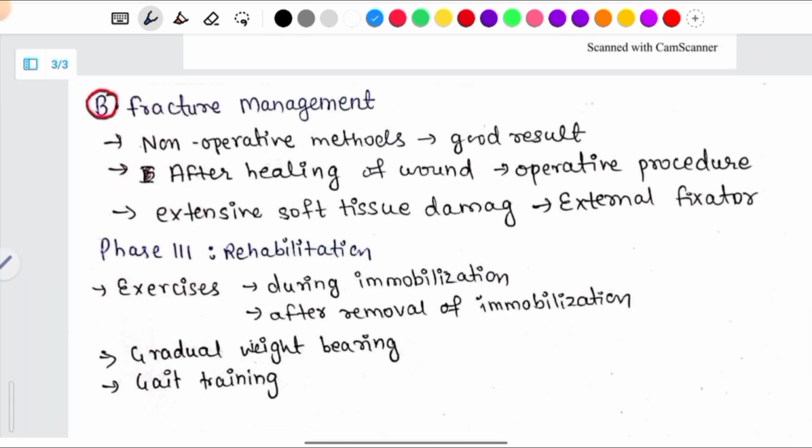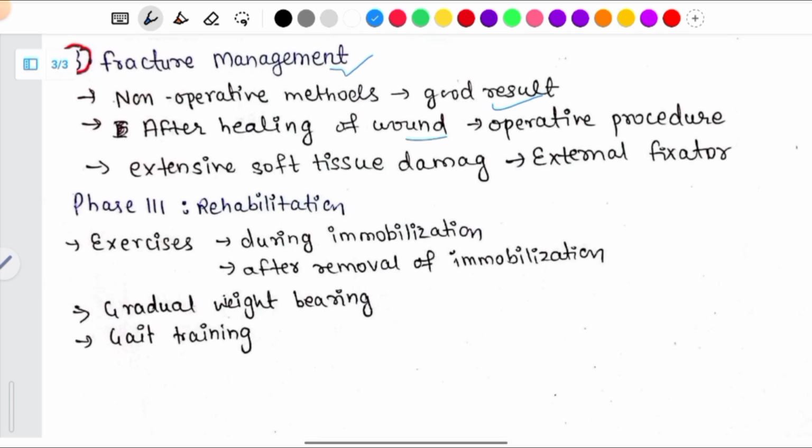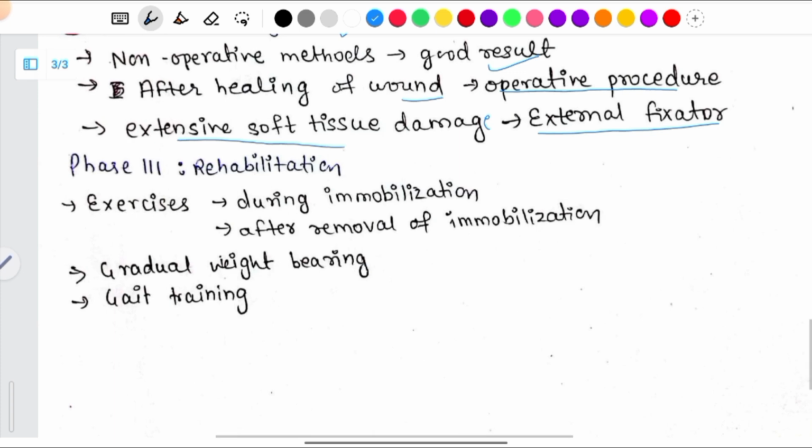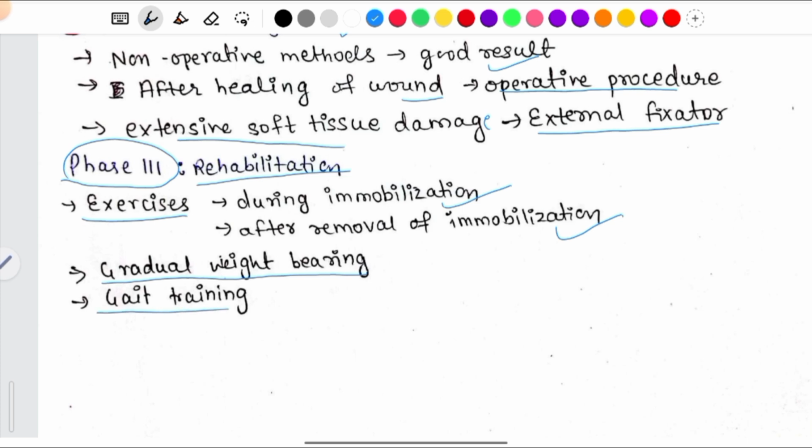Now, for the fracture management, non-operative methods give good results, and after healing of the wound we do an operative procedure if required. If there is extensive soft tissue damage, an external fixator is used. After emergency care and definitive care, there is phase 3, rehabilitation, in which exercises are performed during immobilization and after removal of immobilization, gradual weight bearing is done, gait training is given, and muscle re-education is given.